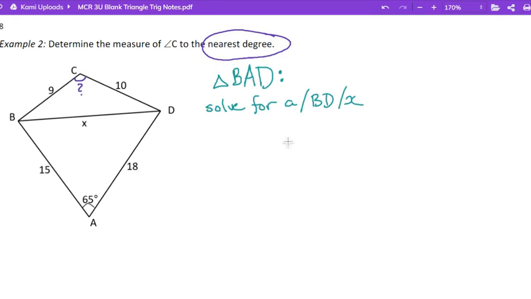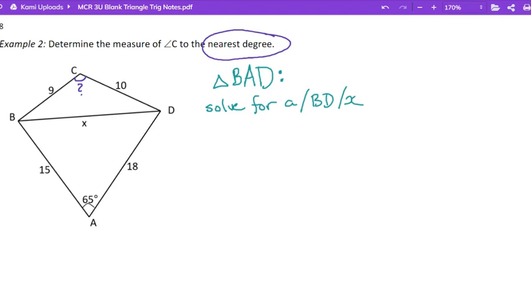You cannot do any of them. Sorry, miss. You said we can't do any of them. Someone said you could do any of them. And I said, no, I don't agree. All right. Why can I not use SOHCAHTOA? No right angle. Gorgeous. Why can't I use the sine law?